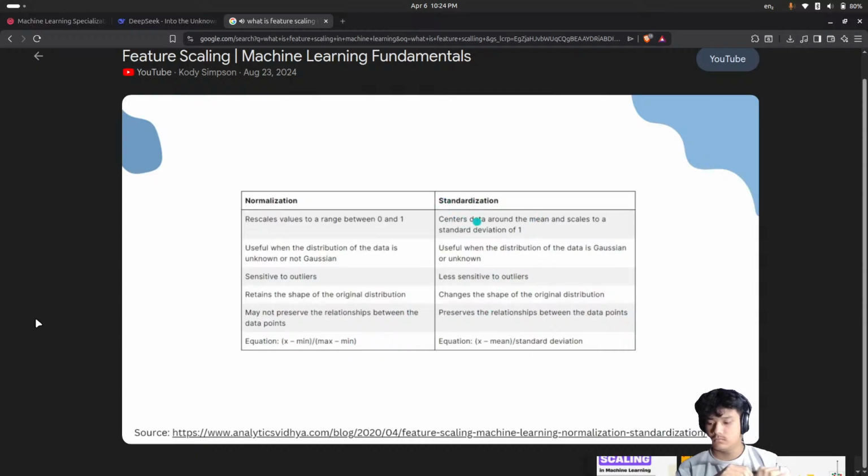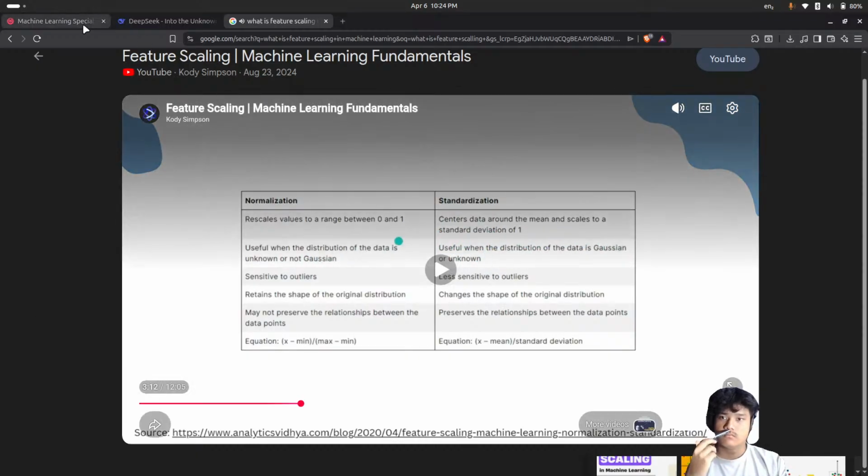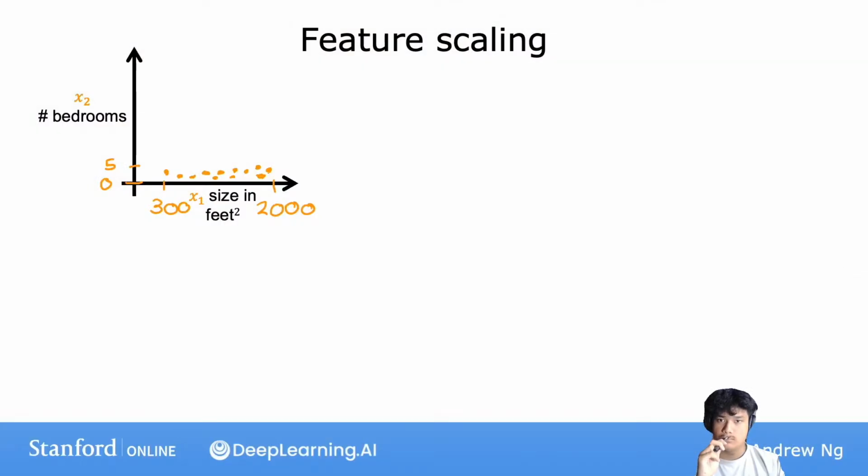Standardization centers the data around the mean and then scales it to a standard deviation of 1. It's useful when the distribution of the data is Gaussian or unknown, so in either situation you could use it. Scaling takes features that take on very different ranges of values and scales them to have comparable ranges of values to each other. So how do you actually scale features?